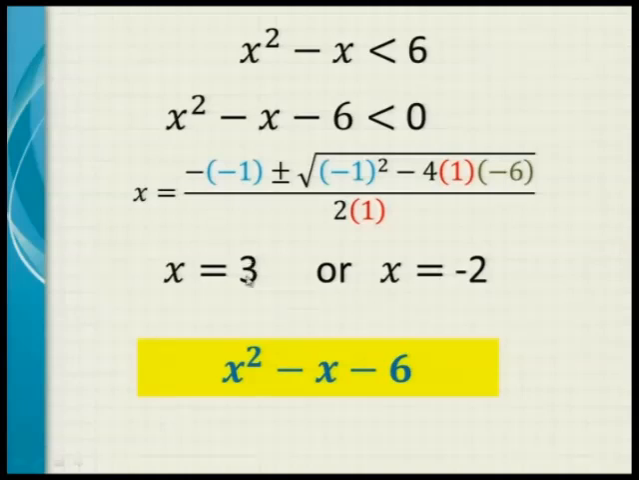Now if I substitute 3, 3 squared is 9, minus 3, that's 6, 6 minus 6 is 0. So we are right. Take minus 2. Minus 2 squared is 4. Minus minus 2 is 6. In other words, we plus 2. 4 plus 2 is 6. 6 minus 6 is 0. So that gives us 0. But we are not interested in 0. We want to know where is the yellow box less than 0.